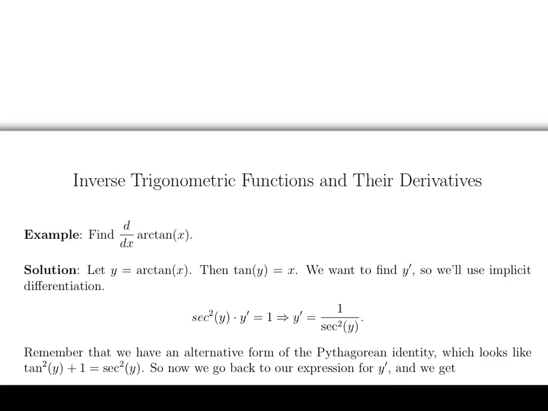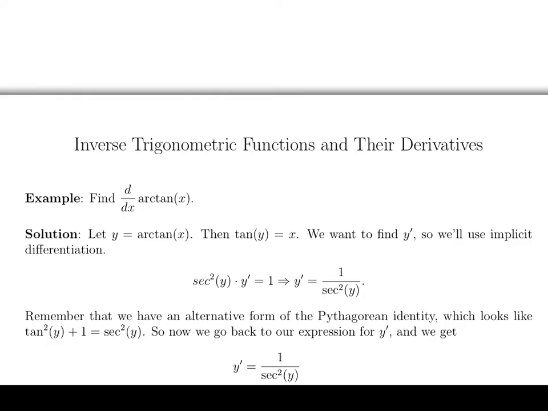Now remember that we have an alternative form of the Pythagorean identity, and that looks like tangent squared y plus 1 equals secant squared y. You have to remember how we got that. We started with the ordinary Pythagorean identity and divided both sides by cosine squared, and that's how we got this. So if we go back now to the expression that we've come up with for y prime, this equation here, then we can substitute secant squared y for tangent squared y.